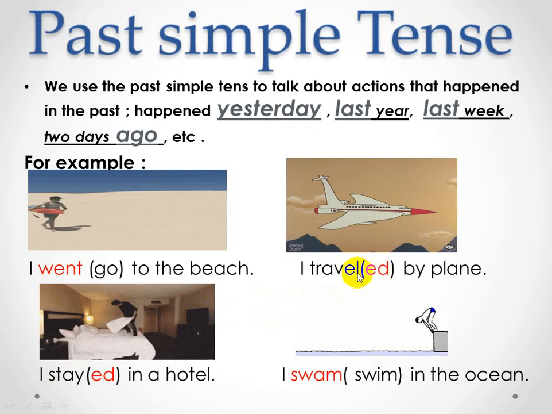To remember, with regular verbs I add ed to form the past. But irregular verbs you must memorize, because I cannot add ed to the verb. Go, went. Swim, swam. Okay?